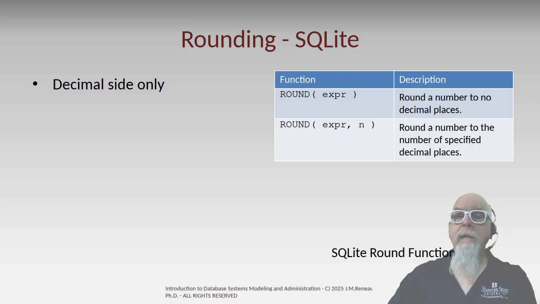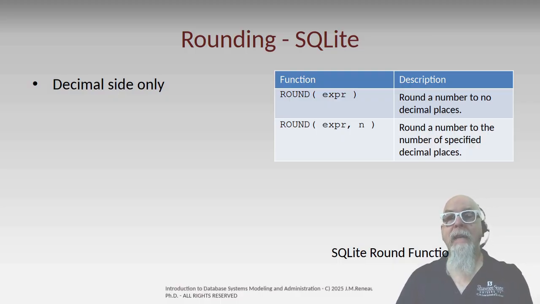In the SQLite database, you can only round to the decimal side. You cannot round to the negative side like you could in the other two. And there is a shortcut to round of round expression that will round a number to 0 decimal places. You could also say round expression comma 0, and that would round to 0 decimal places.